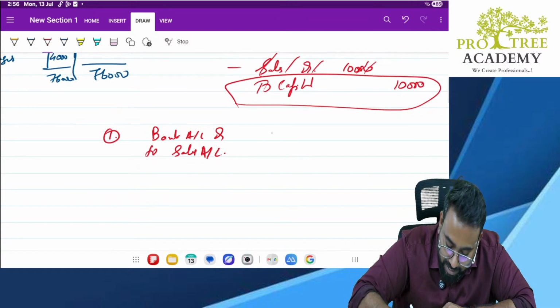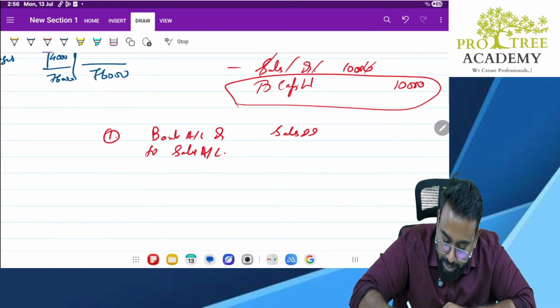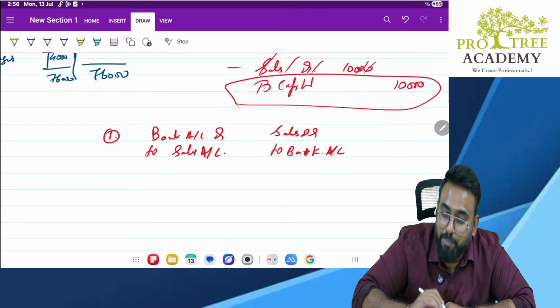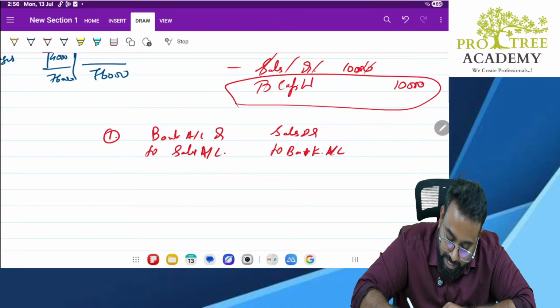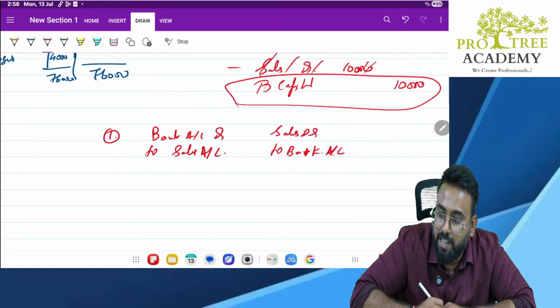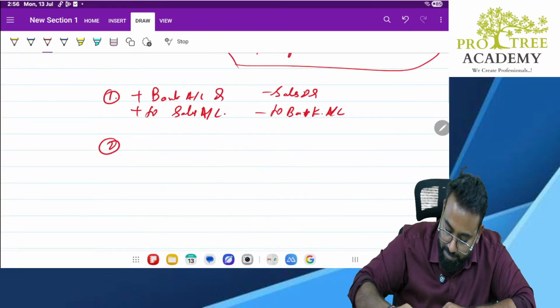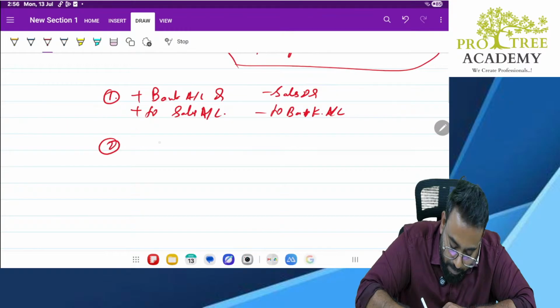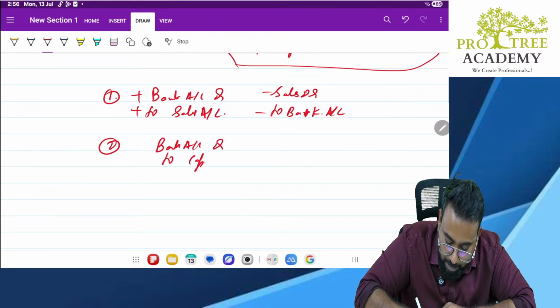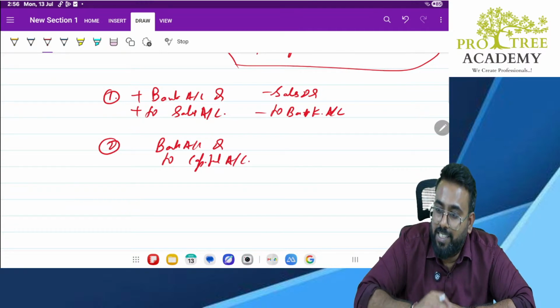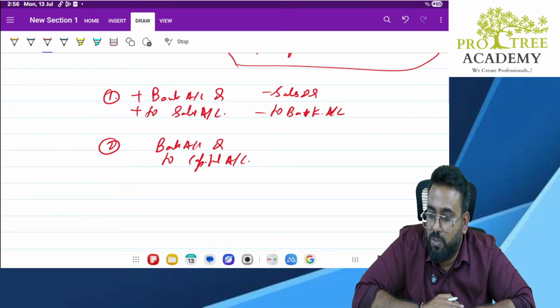So how do you cancel? Sales account debit to bank account. Correct? Now what happens? It gets nullified, because here it is plus, here it is minus, here it is plus, here it is minus. So cancelled out. Now what will he do? He will record the correct entry. How do you record the correct entry? Bank account debit to capital account. Correct? This is the person who has basic accounting knowledge.